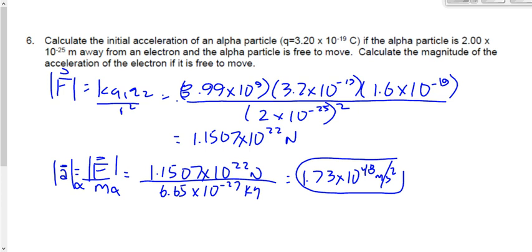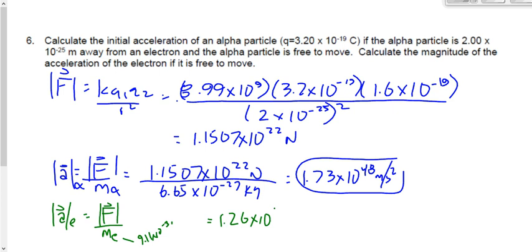Now, you want to find the acceleration of the electron. We're going to do almost the same thing, except this time, instead of using the mass of the alpha particle, we're going to use the mass of the electron, which is 9.11 times 10 to the minus 31. When we do that math, using the same value for force, we end up getting 1.26 times 10 to the power. Is it bigger or smaller than the alpha particle's? Bigger acceleration or smaller acceleration than the alpha particle?